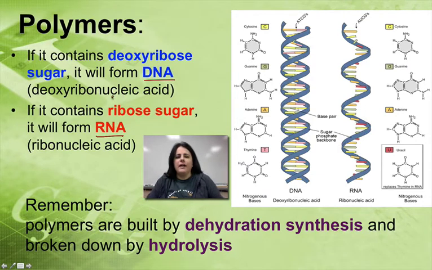DNA stands for deoxyribonucleic acid, and if it has the deoxyribose sugar in it, that's what makes it DNA. The ribose sugar makes up RNA, and that's called ribonucleic acid. Notice that nucleic acid is in both the long names of DNA and RNA. And the first part of the long name tells us what sugar it is. So deoxyribonucleic acid and ribonucleic acid.